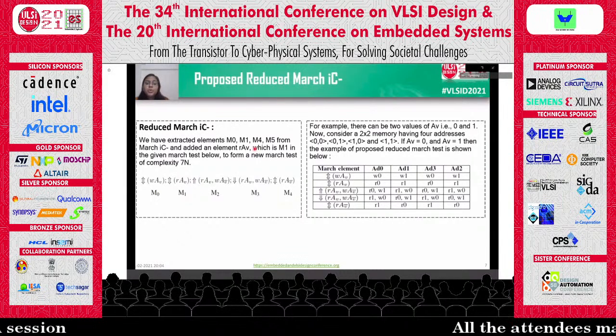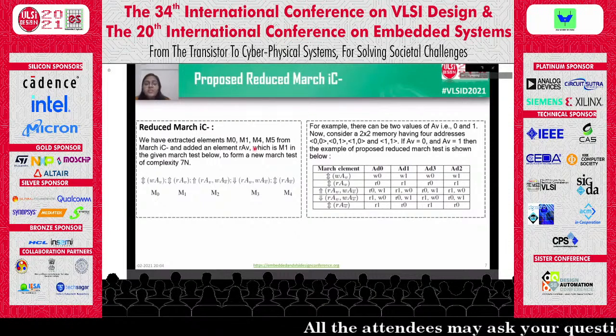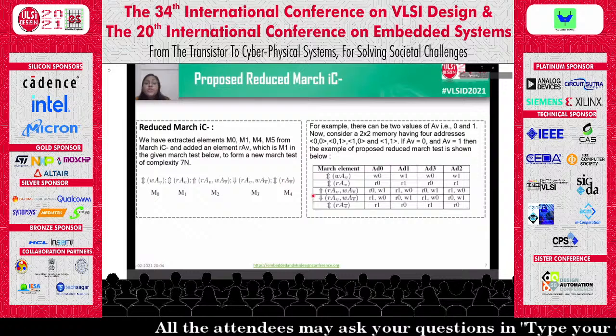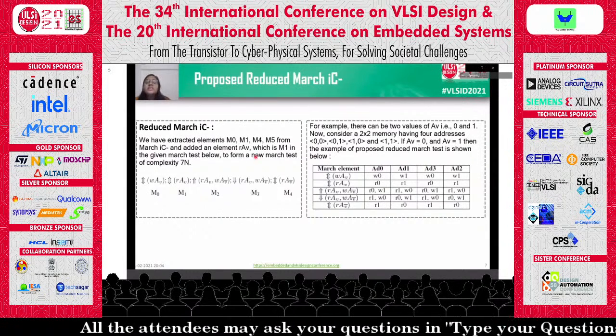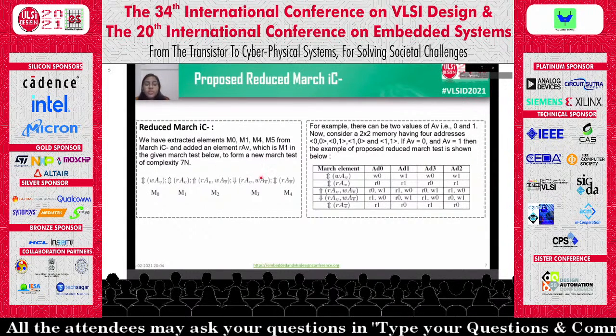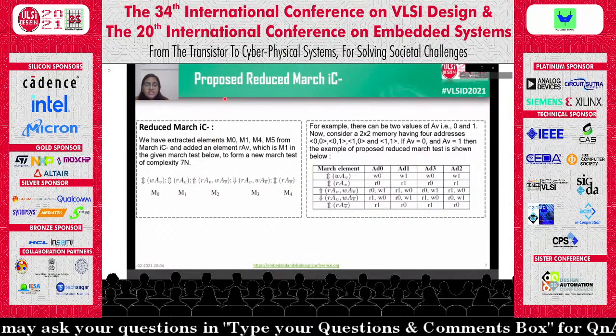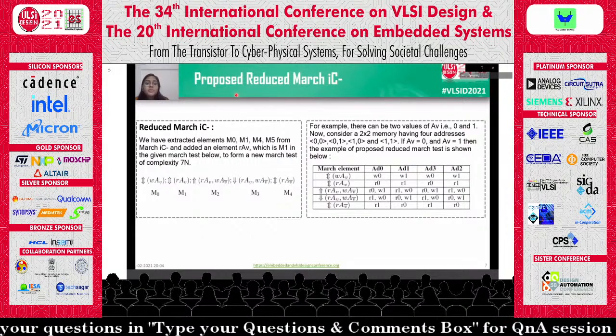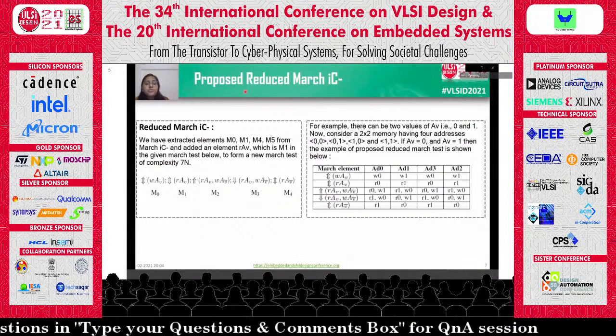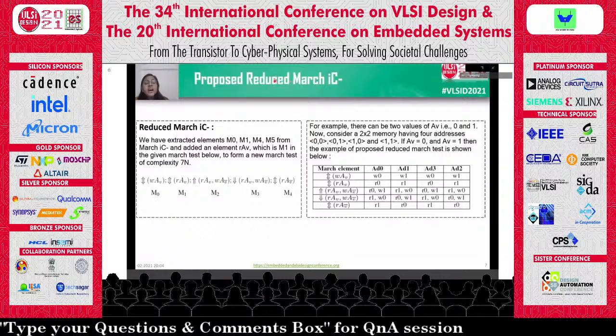So this is the proposed reduced March C minus test. This is our work, the algorithm made by us to detect the address decoder fault, that is the AFMA and all the other faults we have discussed previously. First of all, I'll discuss the basic difference between the March C minus test and the proposed reduced March C minus test, which is our algorithm.